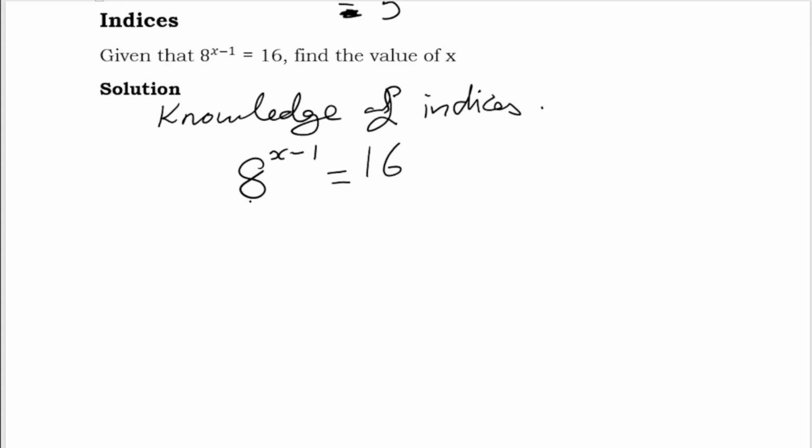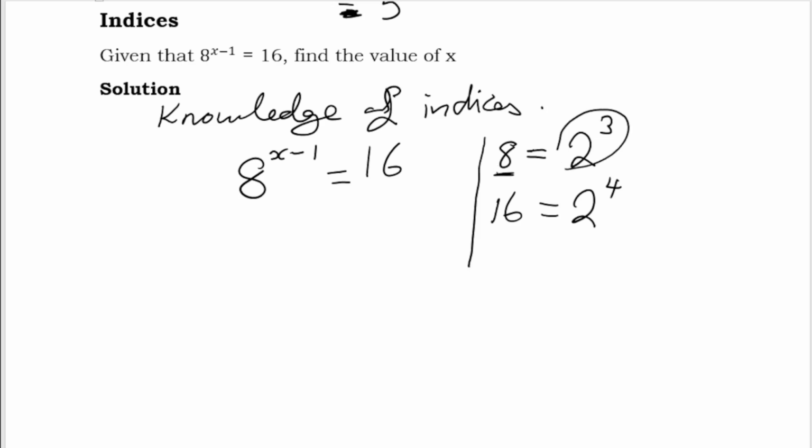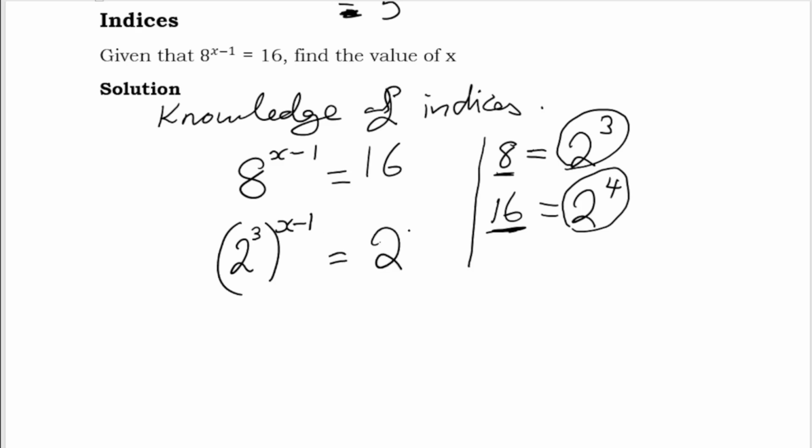Now, if you look at these two numbers, you realize that 8 can be written as 2 to the power 3 in index form, and 16 can be written as 2 to the power 4. So where there is 8, we replace it with 2 to the power 3, and where there is 16, we replace it with 2 to the power 4. So we have 2 to the power 3, then everything to the power x minus 1, which is equal to 2 to the power 4.